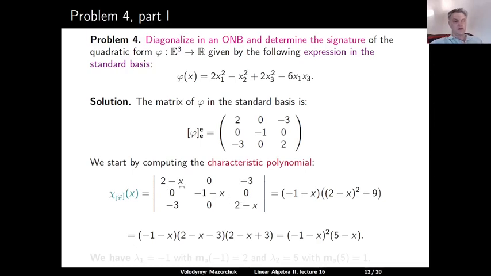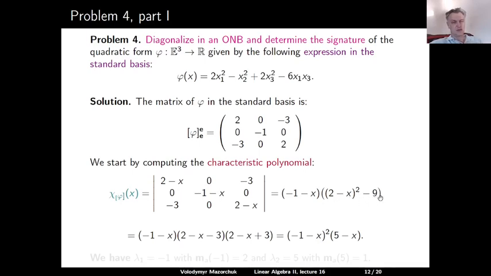So we have the matrix 2 minus x, 0, minus 3; 0, minus 1 minus x, 0; minus 3, 0, 2 minus x. The determinant of this matrix, we can expand it with respect to the second row, for example. So we will get two summands which are 0 because of 0 here and 0 here. And the third summand will be minus 1 minus x from here times the determinant of 2 minus x, minus 3; minus 3, 2 minus x, which is 2 minus x squared minus 9.